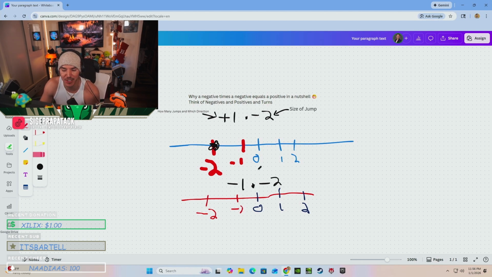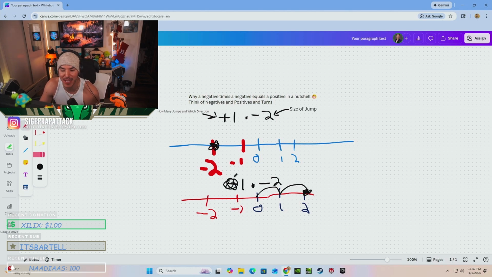Now, though, I have a negative times a -2. So again, how many jumps? 1. Which direction? The opposite direction, right? You're doing a turn. So 1 jump, the size of the jump is a -2, but in the opposite direction. And the opposite direction of -2 is +2, right? This negative is going to change the opposite direction.